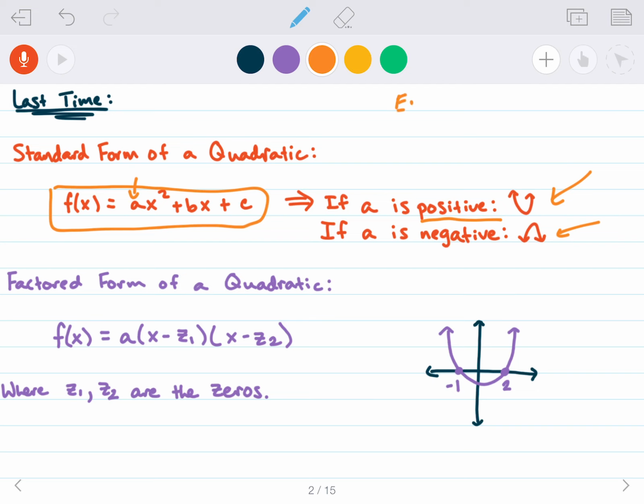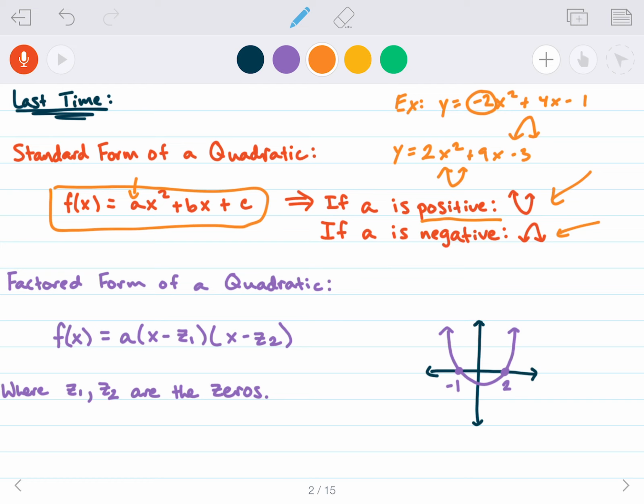So for example, the parabola y equals negative 2x squared plus 4x minus 1. Since this a is negative, it opens downward like that. And you can verify this with Desmos. But if we have a positive number such as 2x squared, well, since it's positive, it's going to open upwards like that. So that's the information that standard form really gives us.